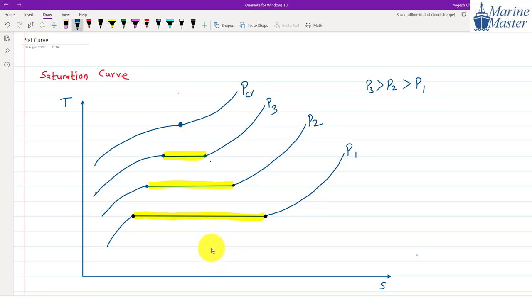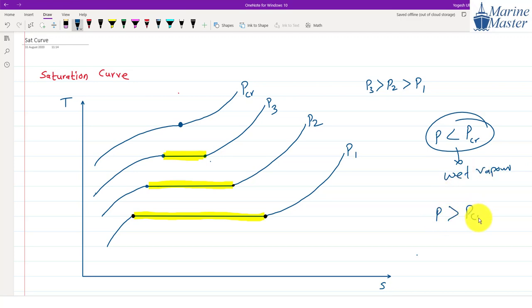The critical pressure is the lowest value of pressure at which we will not get a wet vapor region. If our pressure is above that, liquid directly converts into vapor. If the pressure is below the critical pressure, we will get a wet vapor region. If the pressure is above the critical pressure, no wet vapor. Always remember this point.